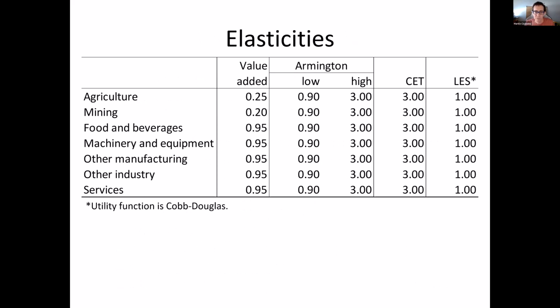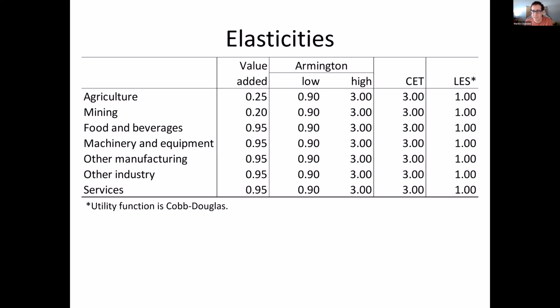Together with the SAM, we have the elasticities that we use in this application. You can see here the 7 sectors in the social accounting matrix: agriculture, mining, food, machinery, manufacturing, industry, and other industry and services. We have the value-added elasticities, lower for primary sectors, higher for non-primary sectors. Then we have the Armington elasticity. For the low Armington case, we assume that the elasticity is 0.9, and for the high Armington case, we assume that the elasticity is equal to 3.